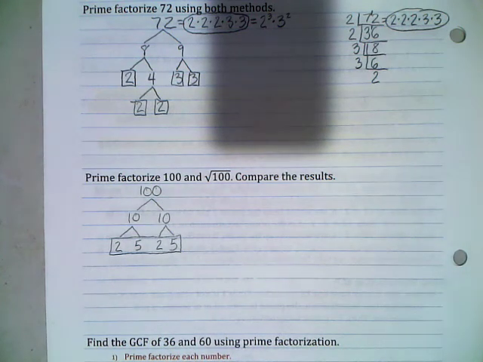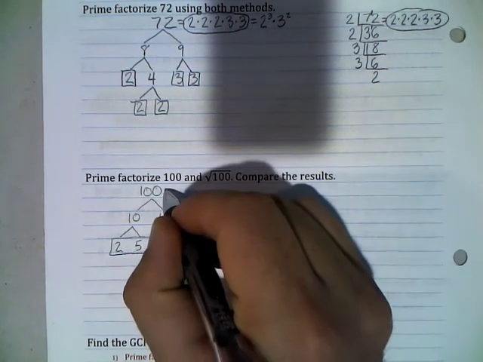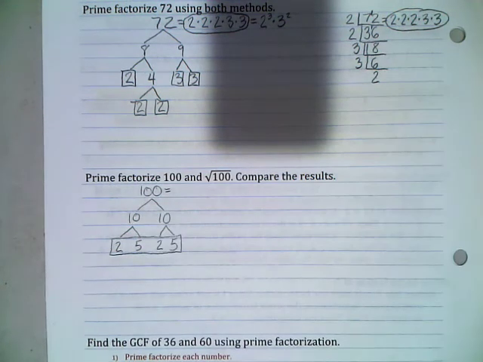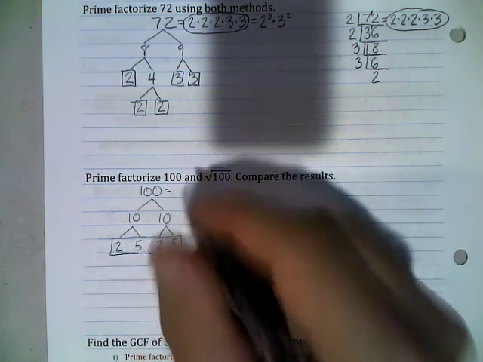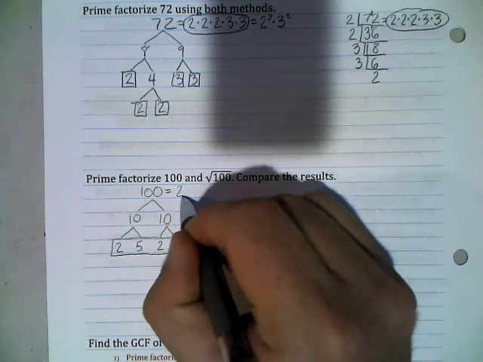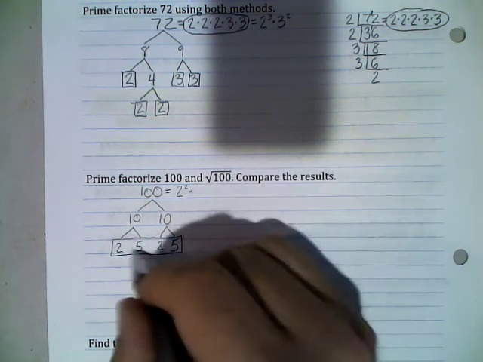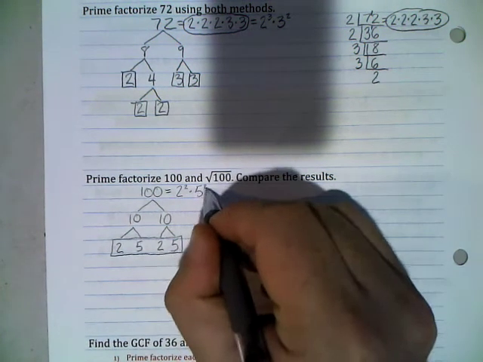This time, I'm going to write this with exponents because we're going to see the relationship here better if we write the exponents. So I've got two 2's, so 2 to the second power, and I have two 5's, so 5 to the second power.